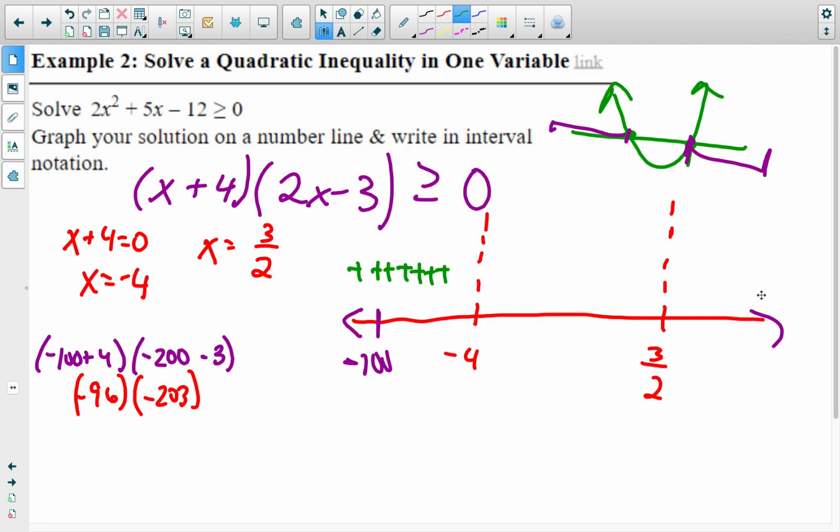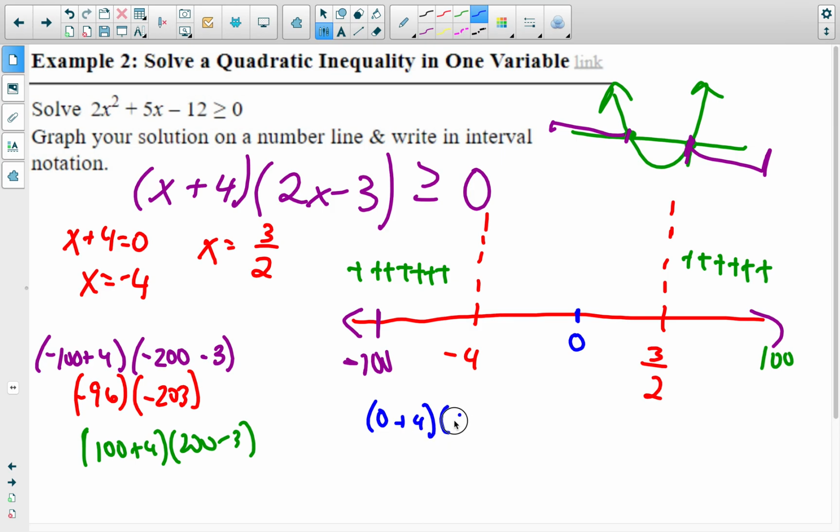Thinking about what's going on above 3 halves, maybe I plug in positive 100. Similarly, I take 100 plus 4, 200 minus 3. I'm going to end up with a positive times a positive, meaning these would all be positive in that region. Then thinking through the middle, I need to plug in a number between negative 4 and 3 halves. Let's say I pick 0. 0 plus 4, and then 0 minus 3. I would have 4 times negative 3, which gives me negative 12. So any values that I plug in for x between negative 4 and 3 halves are going to give me a negative output.